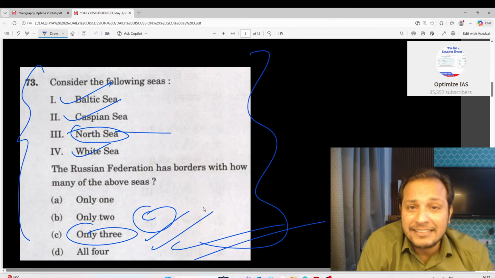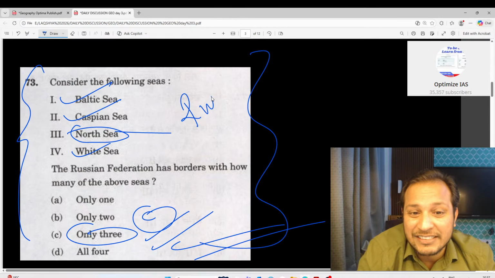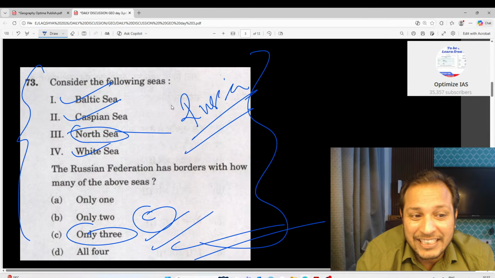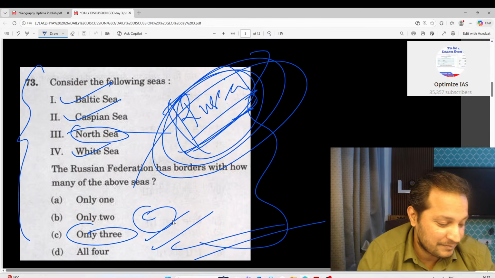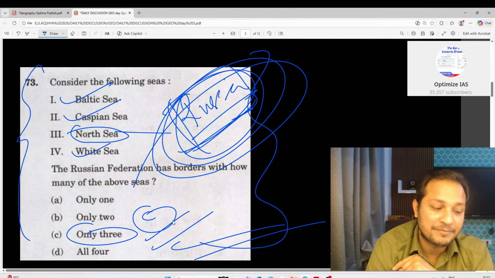Okay. Why is this important? Because Russia is in news. Russia is in news, guys. Very, very important. Is this clear, guys?